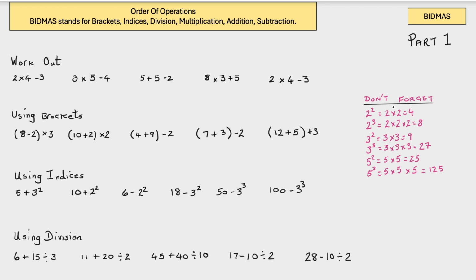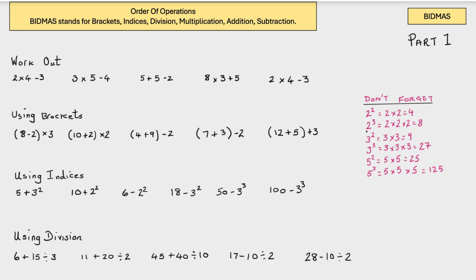So I've done a little note here, not to forget, or try and remember these off by heart, that when we square a number, it's multiplying it twice. When we cube a number, it's multiplying that number 3 times. 3 squared, 3 times 3. 3 cubed, 3 times 3 times 3. 5 squared, 5 times 5. 5 cubed, 5 times 5 times 5. These come up a lot, so try and memorise them if you can.